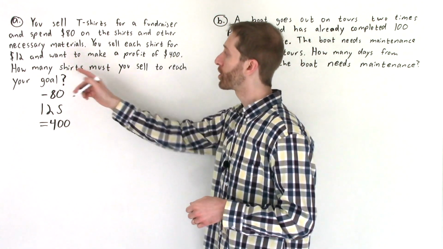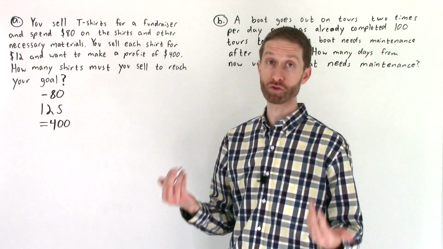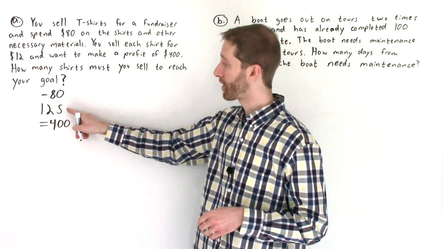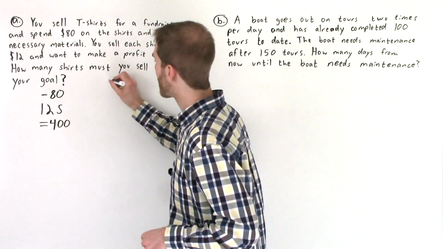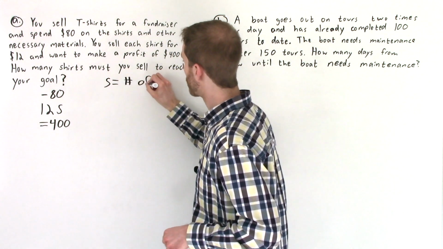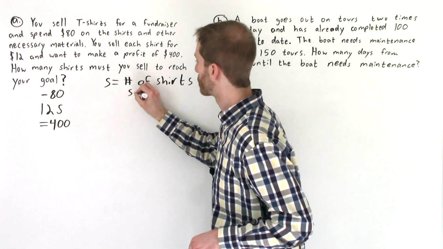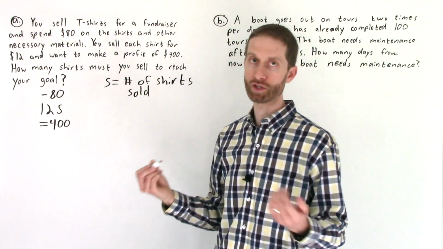Okay, so the question here tells us what our variable is. It's going to be the number of shirts. So I need a variable for that. I've already written it here. So let's let S equal the number of shirts sold. So number of shirts sold, or number of shirts that you need to sell.